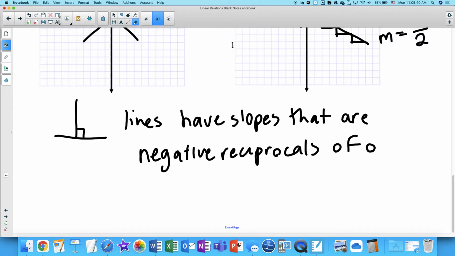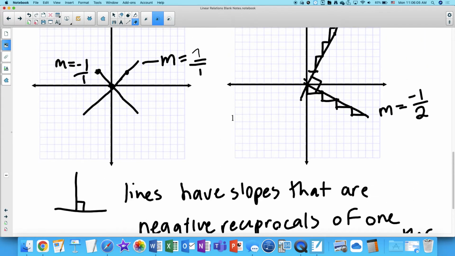Of one another. Okay, so what does that mean? They have to have different signs, and the numerator and the denominator must be flipped. Yeah? So if we're looking at the second example first, is it still called a negative reciprocal even though the slope is negative to begin with? We just change the magnitude.